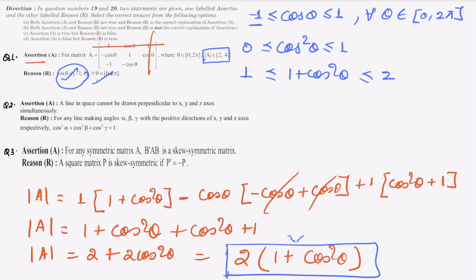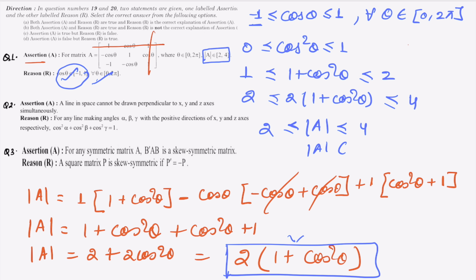Okay, but what we have to find is 2 times of this. So multiplying this whole inequality by 2. As we are multiplying this whole inequality by positive number, the signs of inequality will remain unchanged. So from here multiplying by 2, we will get 2 is less than equals to 2 times of 1 plus cos square theta, that is less than equals to 4. So determinant of A will lie between 2 and 4, 2 and 4 both included, and this is what it is saying. So determinant of A belongs to 2, 4.